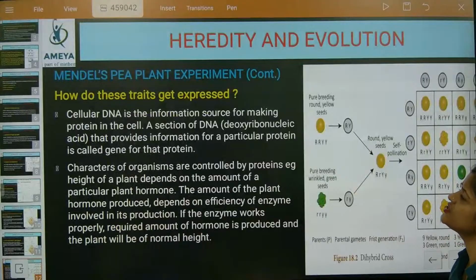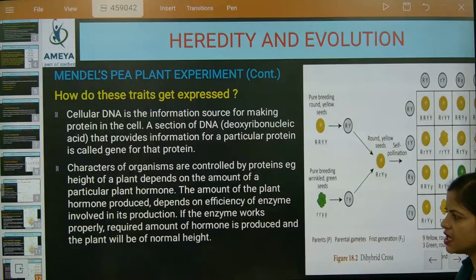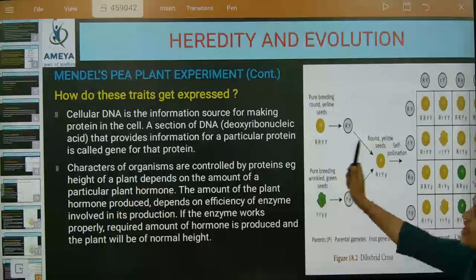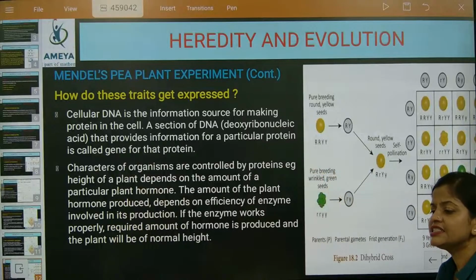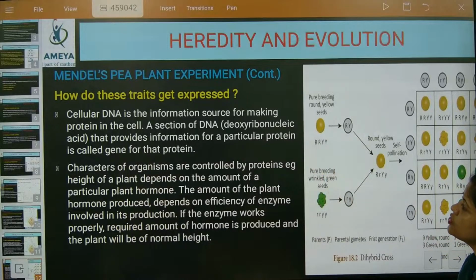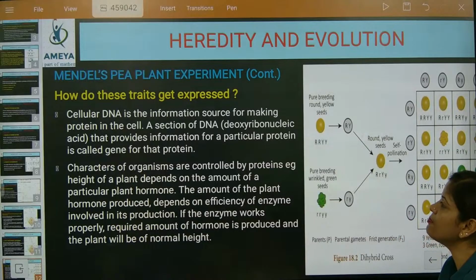Now, how did this trait get expressed? There must be something to express the traits, because suddenly we cannot express the traits. Understood? So these traits have to be expressed. So the reason behind it is cellular DNA. What is the reason? Cellular DNA. So cellular DNA is the information source for making protein in the cell. This is the most important part, children. We are in a very critical section. So you must remember this.